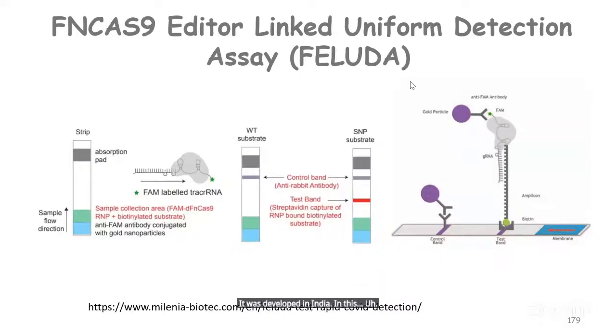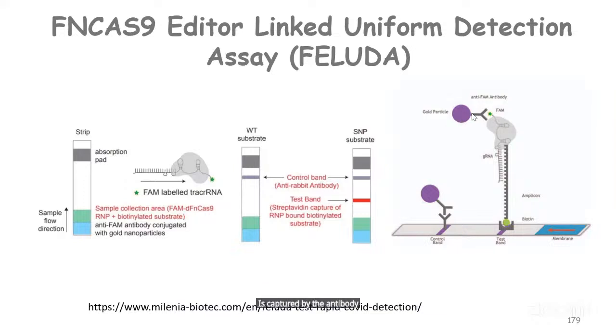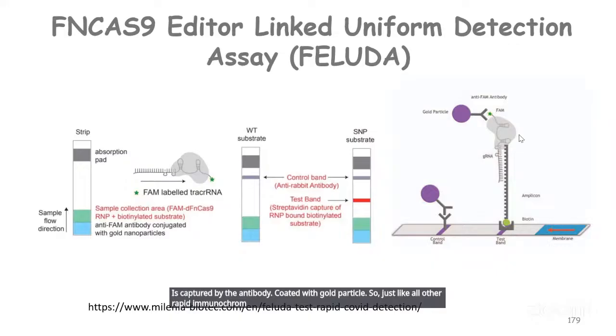In this, Cas9 is not used to cut the DNA, instead to bind to the DNA. When this guide RNA binds the target sequence, and this target sequence, with the help of biotin, binds to the test band line, and this FAM molecule attached to this guide RNA is captured by the antibody coated with gold particle. So just like all other rapid immunochromatographic tests, this amplified product is detected by the antibody and gold particle.